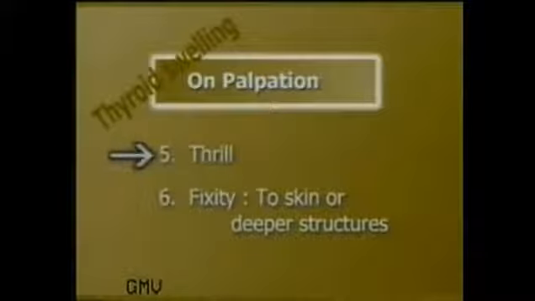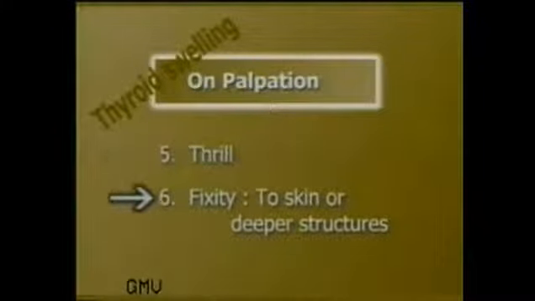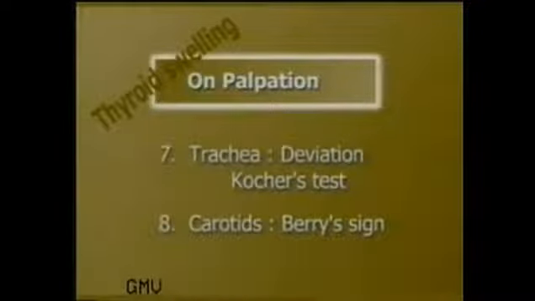Now look for a palpable thrill over the upper pole and for fixity to skin or deeper structures. Lastly, palpate the trachea and the carotids. Trace the trachea, look for deviation from the midline, and if the goiter is large or bilateral, perform the Cocker's test. Lastly, palpate the carotids behind the posterior border of the swelling.